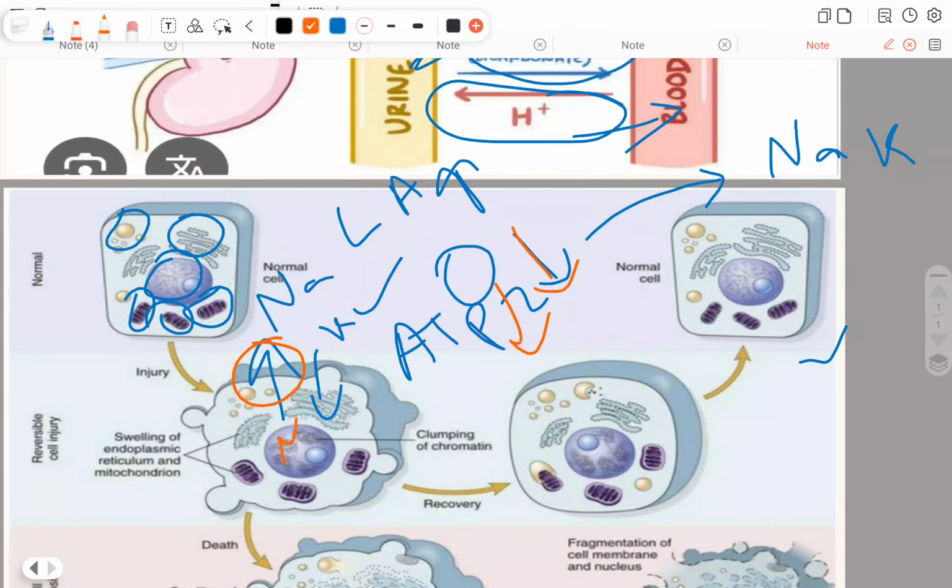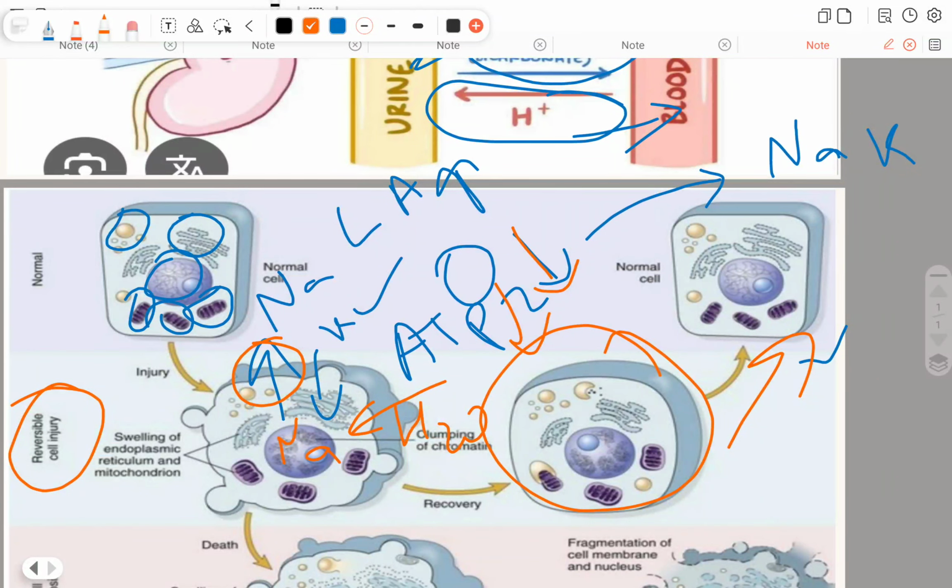It means that sodium will have to be in the cell, and sodium always tries to be together with water, so water is drawn into the cell and the cell swells. This swelling is reversible injury. It means that when oxygen gets to the cell again, the cell tries to normalize its function by using the potassium-sodium channel, and the cell becomes a normal cell again.